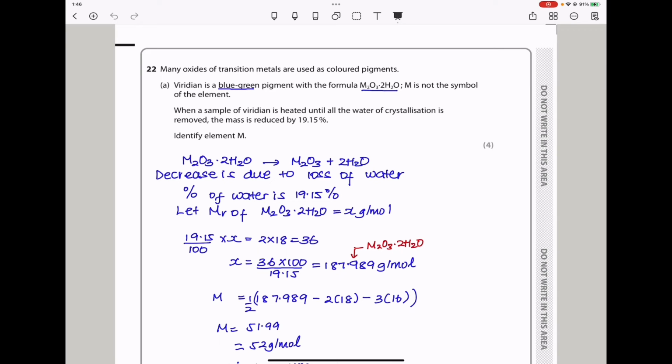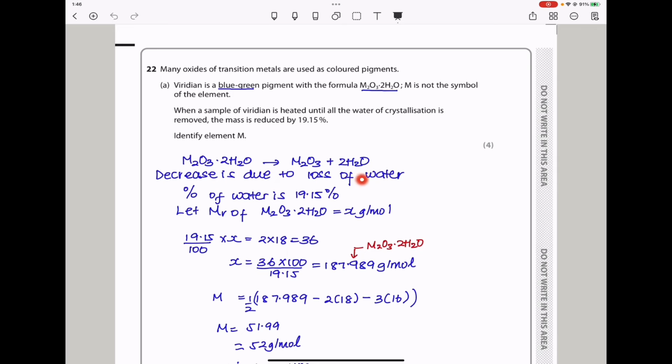Question 22. Many oxides of transition metals are used as colored pigments. Viridian is a blue-green pigment with a formula that M is not the symbol of an element. When a sample of viridian is heated until all the water of crystallization is removed, the mass is reduced by 19.15%. Identify element M. I wrote the equation for the decomposition. That decomposes to give us that and that if all the water is removed.